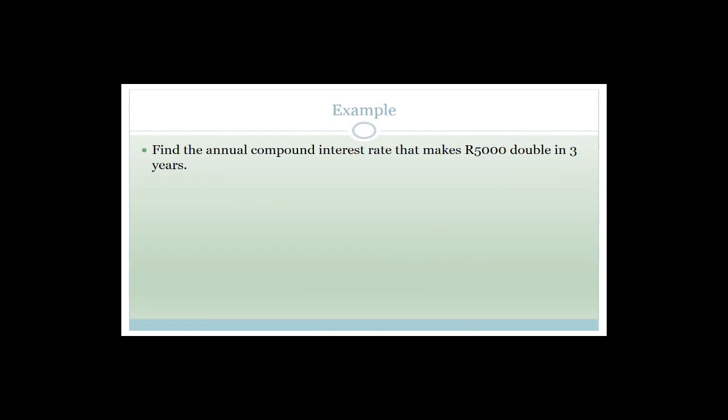This time it says find the annual compound interest rate that makes 5,000 rand double in 3 years. Okay, so we know we're doing compound interest. So we know we're doing A is equal to P, 1 plus i to the power of n. They've told us it's compound. Okay, so what do we have? We've got the principal is 5,000. The amount is obviously 10,000, right? The i is the interest, and that's what we're trying to find out. And n is 3.